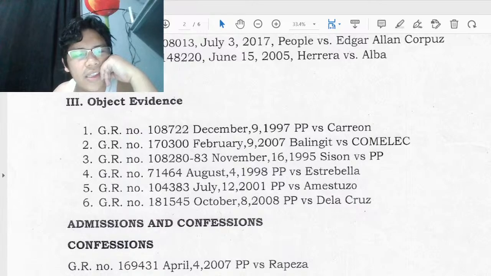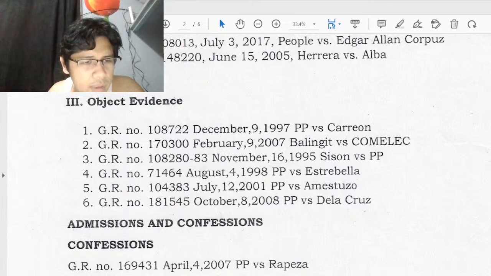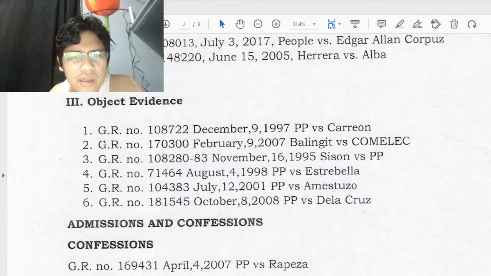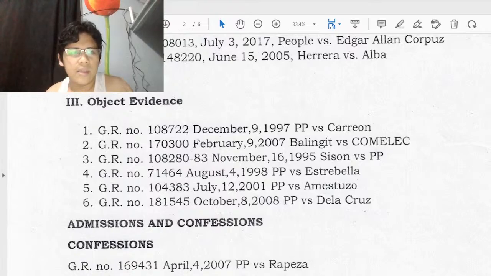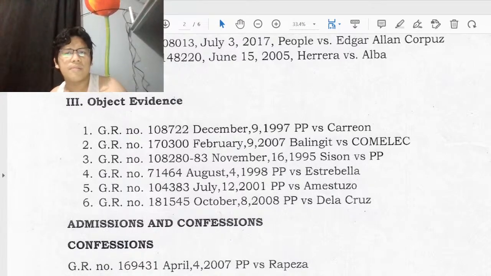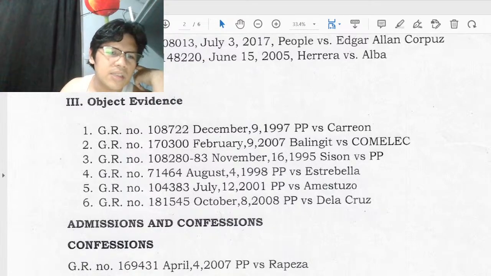I already read the one on DNA. It's not there. People versus Carrion. Let's see if his GR number is correct. Drugs case. Verify this, the correct one from the original. It's in your drugs case. This is it. 1972 pa. 1965.